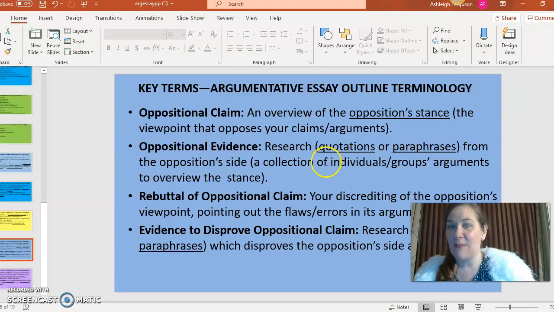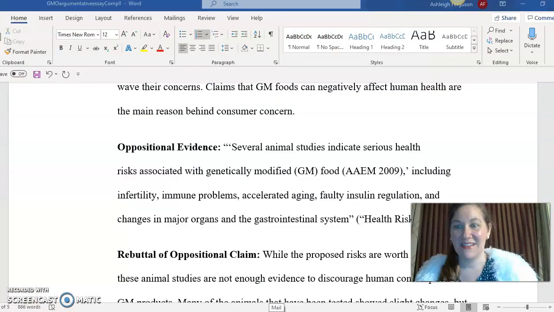You're going to notice in the PowerPoint, the next section is the oppositional evidence. You need to have a specific quote or quotes. You could have one or several from individuals, writers who have that same stance, that stance that disagrees with yours. And you'll notice in his particular essay, he has this particular source that is the other side's argument.